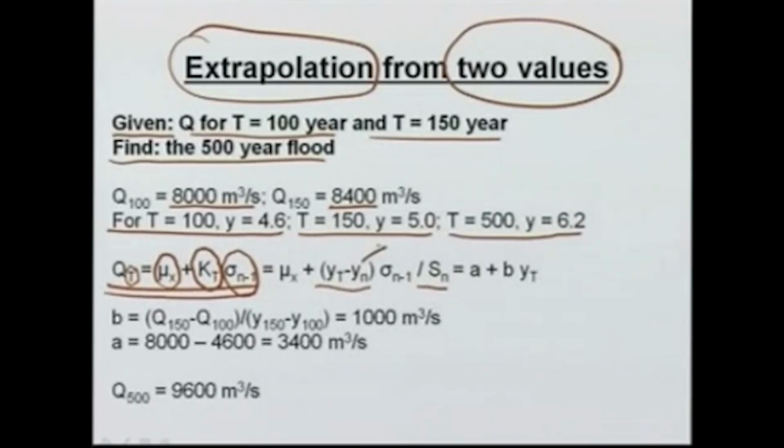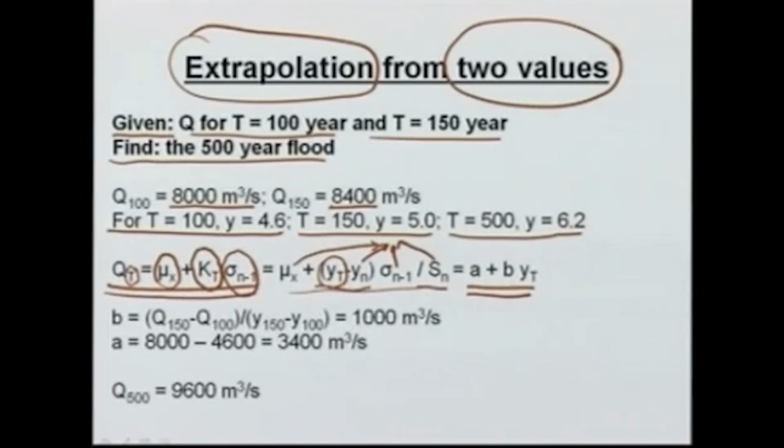So, yn, Sn, sigma n minus 1 and mu x, these values do not change with T. The only thing which changes with T, return period, is the value yt. So, we can write this as some constant a plus some other constant b into yt, because everything else is constant except yt, and it is a linear function of yt.